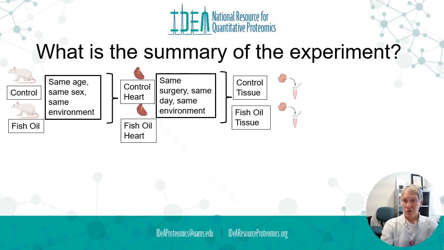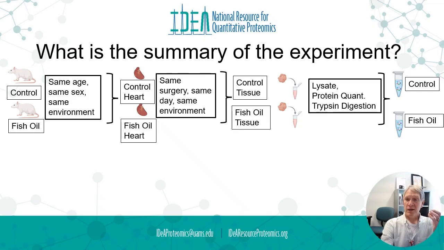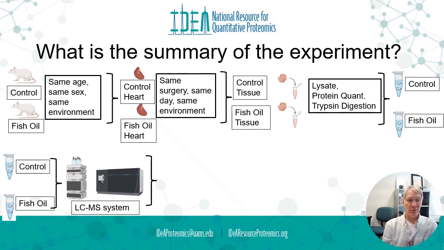We're going to get some control tissue, and then we're going to have to make lysates. We're going to have to break apart that tissue, break apart those cells. Then we're going to have to do a protein quant and a trypsin digest. We're going to have some control samples and some fish oil samples. And then after a tryptic digest, we're going to run these on the LC system.